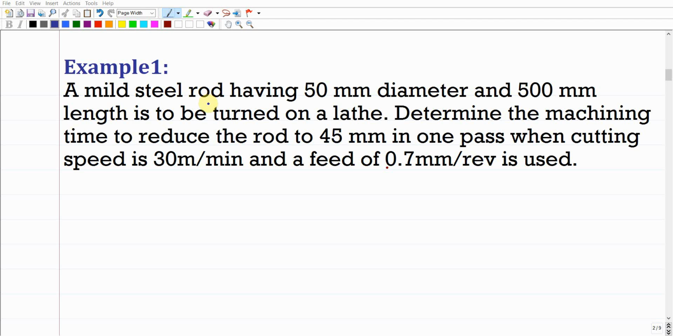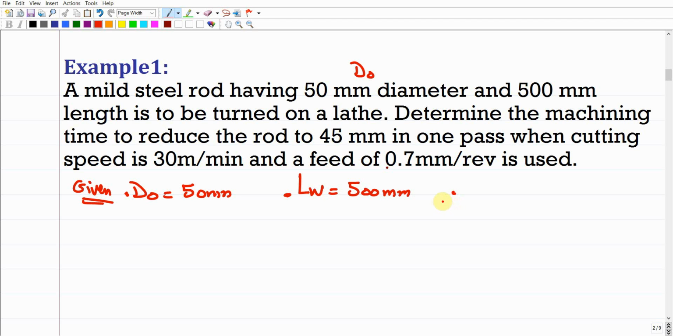And it is a rod. It means that we're going to work on a turning operation having 50 millimeter diameter. So this is going to be D0, the original diameter of the part, which is already given. If we extract the given data here, the original diameter is 50 millimeter, and 500 millimeter length. So this is the length of the work part, given as 500 millimeter.